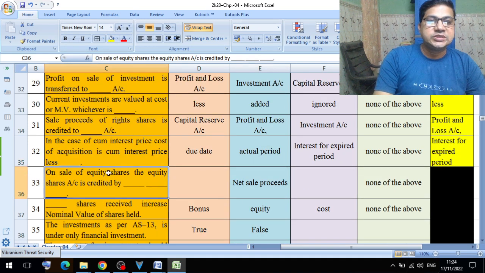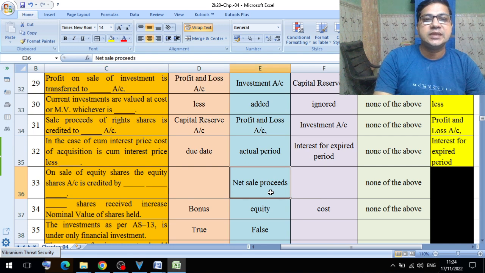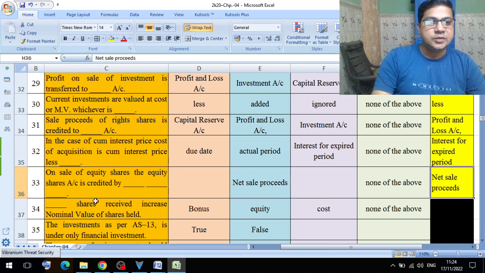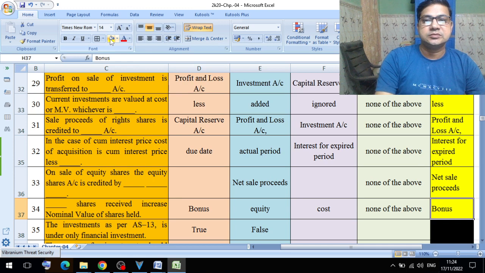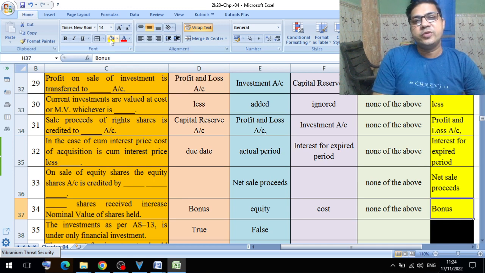Next, on sale of the equity shares, the equity shares account is credited by net sales proceeds. Answer is net sales proceeds. Dash shares received increase the nominal value of shares held. Answer is bonus shares. So friends, such type of questions will come in your exam.